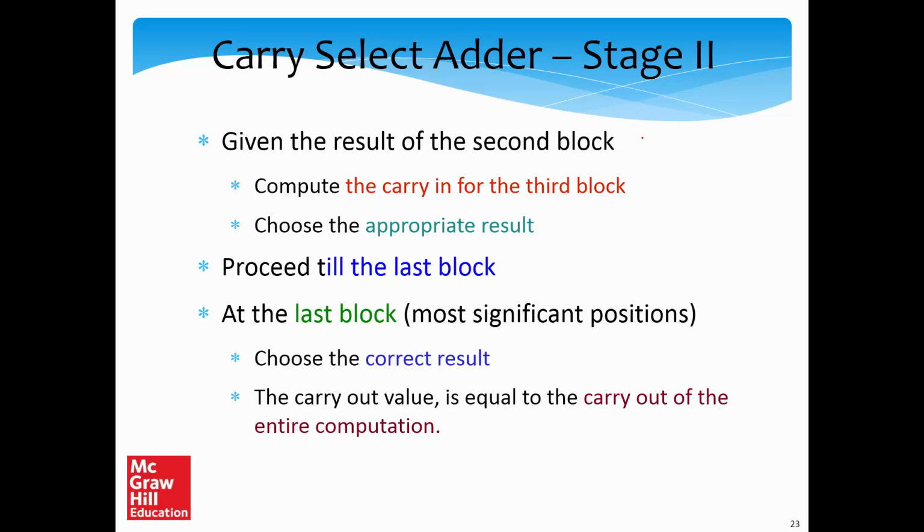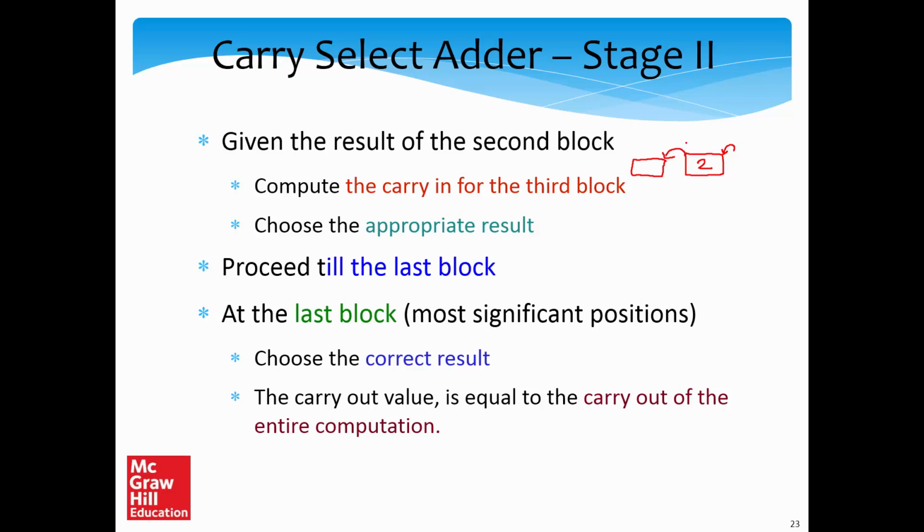We just take the carry that is coming in. So let's say for the second block, block number 2, we know the carry in. Since we have the pre-computed results, we can immediately find what the carry out is. And then this goes to the next block, the third block.